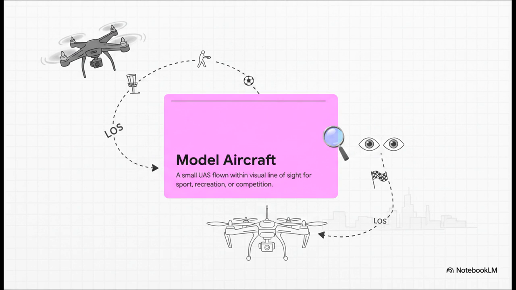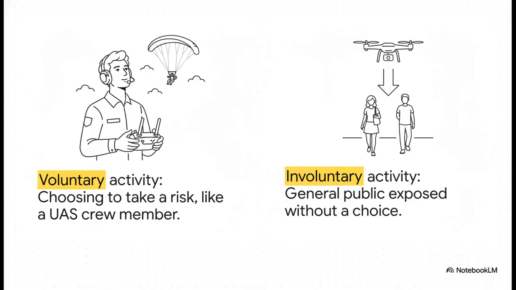A model aircraft is specifically defined as a small UAS flown strictly within visual line of sight. There's that LOS acronym popping up again, and used entirely for sport, recreation, or competition. The very second you step outside those specific parameters, you are entering a whole new world of commercial aviation law. Which brings us to a really important concept, risk.